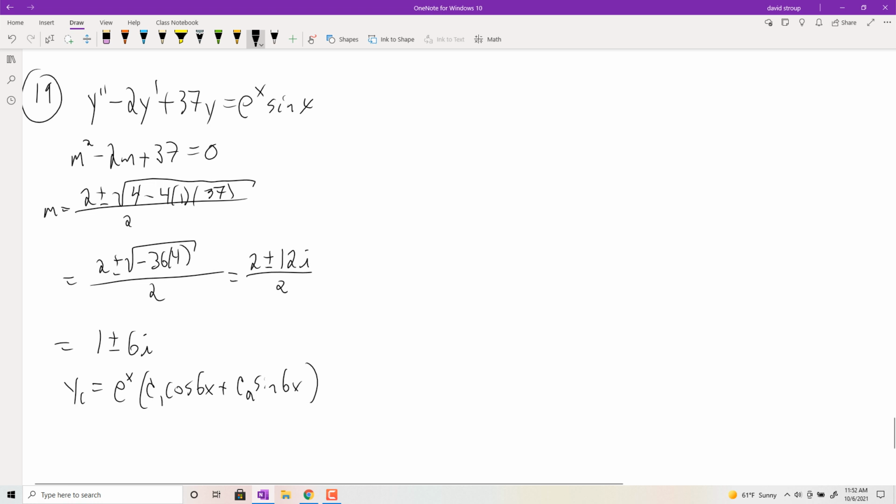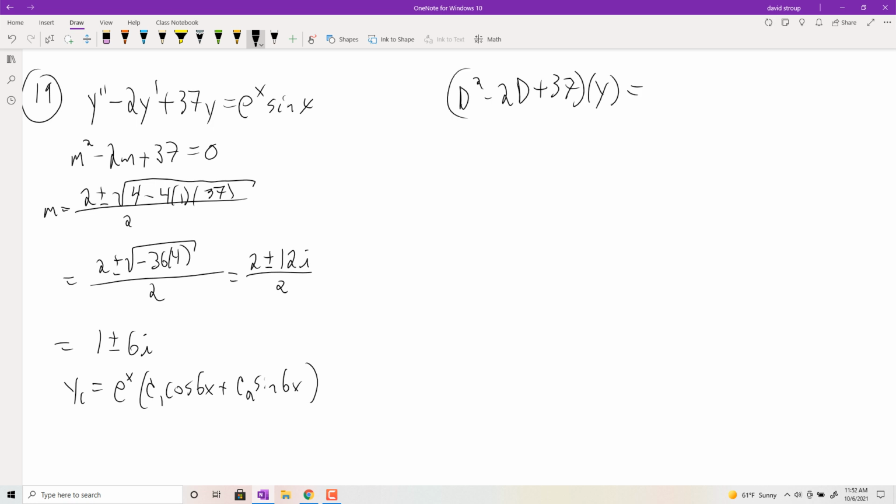So it looks like we have D squared minus 2D plus 37 of y. I want to annihilate the e to the x sine x. So to do that, this thing would be the solution to a differential equation, which would have a characteristic equation, which would have roots 1 plus or minus i, right? So the characteristic equation would be something like m minus (1 plus i) times m minus (1 minus i).